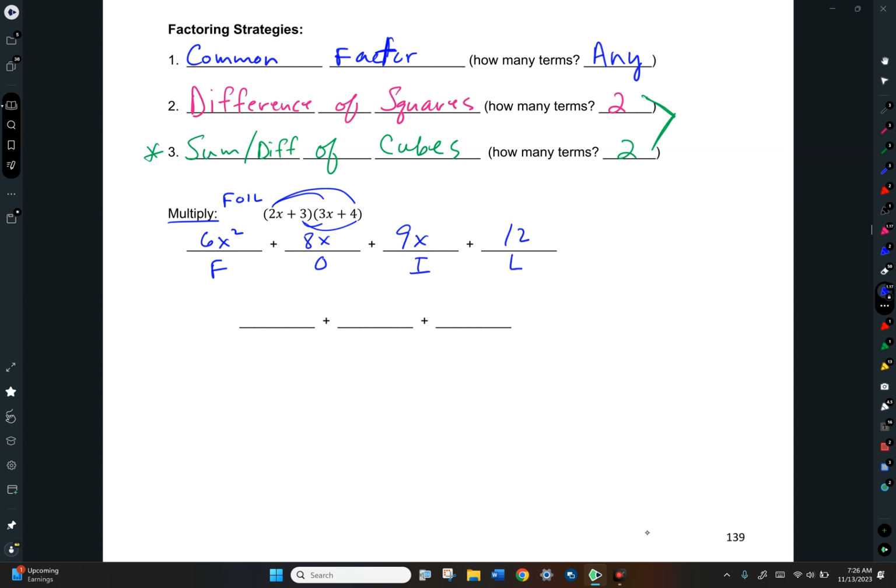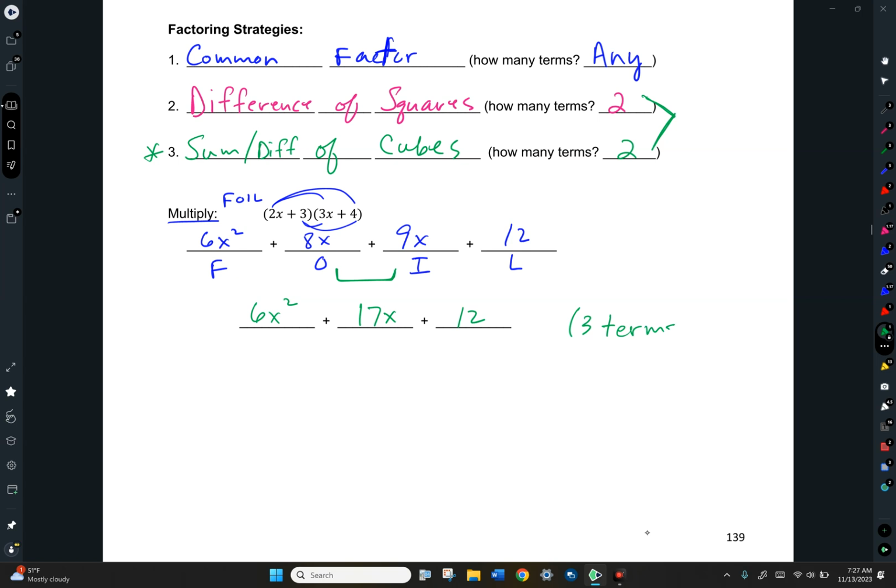And you may remember on these, whenever you multiply using FOIL, it's very common that you can combine the outer and the inner. 8x and 9x is 17x. So I end up with 6x squared, I combine the outer and inner, and then the last was 12. Okay, so notice on this type, when you multiply using FOIL, you ended up with 3 terms.